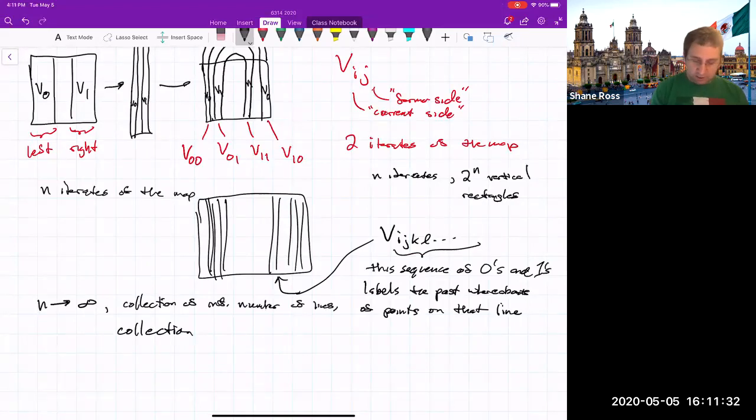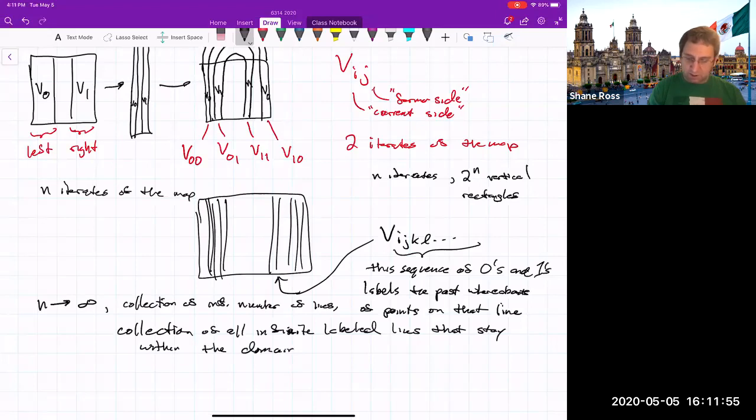And this will be a collection of all infinite labeled lines that stay within the domain D, right? Everything else is getting thrown out. And for reasons that we'll talk about later, we're going to call that lambda minus.